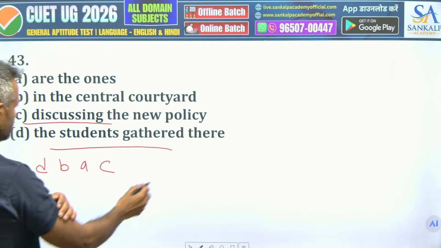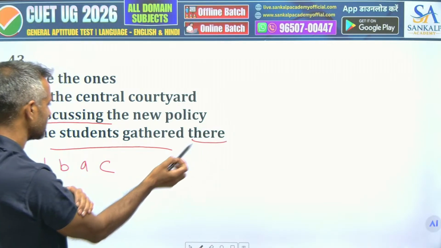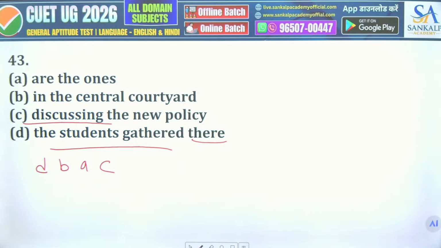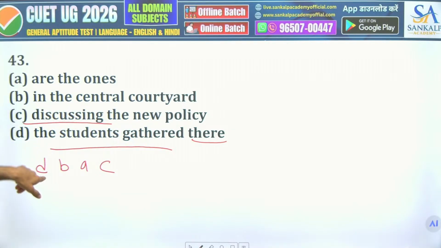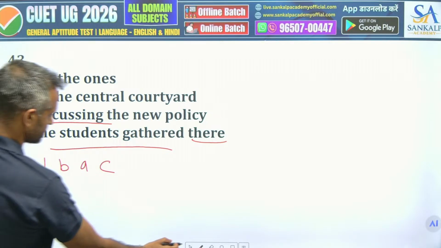Okay, this "there" is confusing a little bit here. I wonder if it should really be there. The students gathered in the central courtyard are the ones discussing the new policy. But anyway, this "there" is creating some problem, but that is the only one. DBACEAC sounds correct here. All right, next.